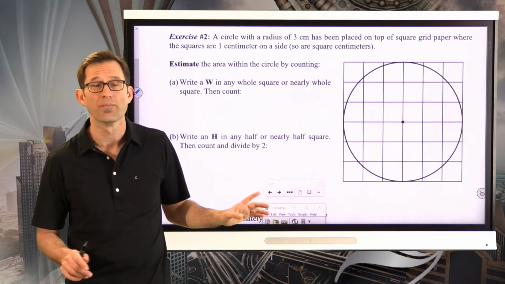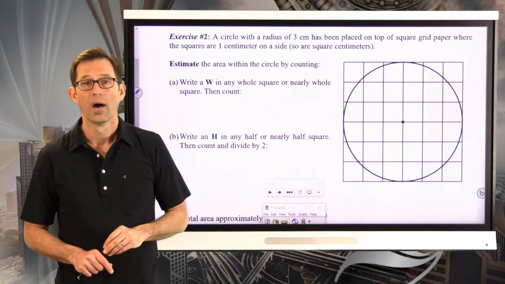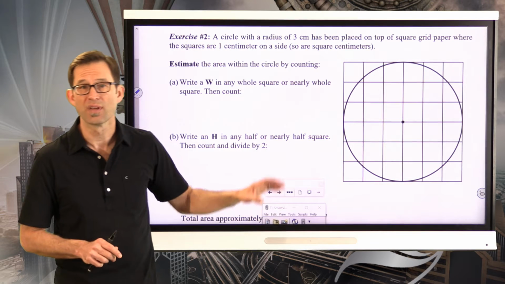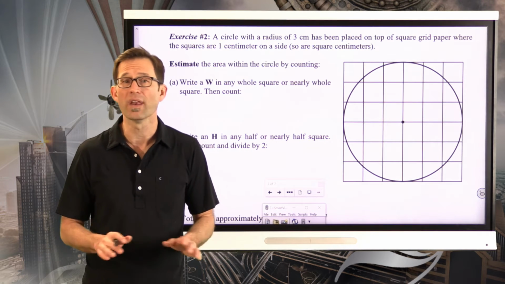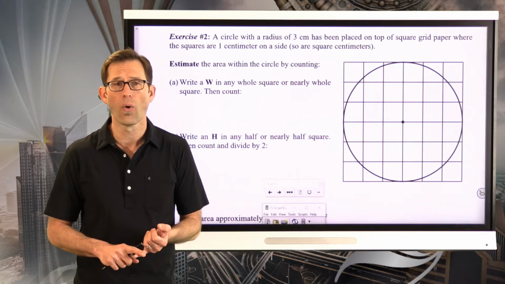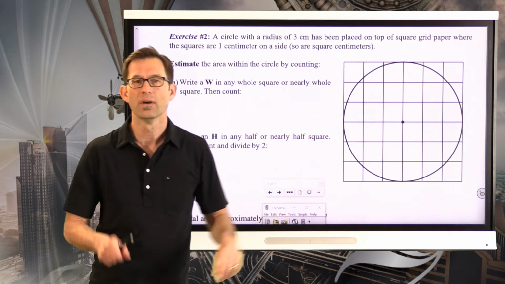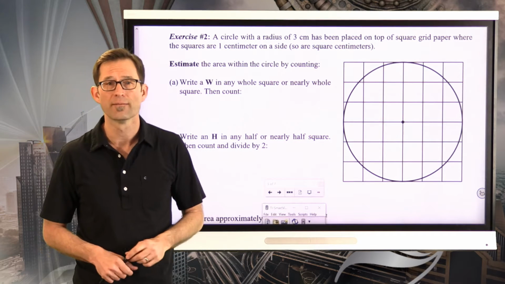So here's what we're going to do. In letter A, I'd like you to write a W in any whole square or nearly whole square and then count how many you have. Take a look at the picture and write a W in any square that is either completely whole or pretty close to whole, like these guys up here. Pause the video now and go ahead and do that.